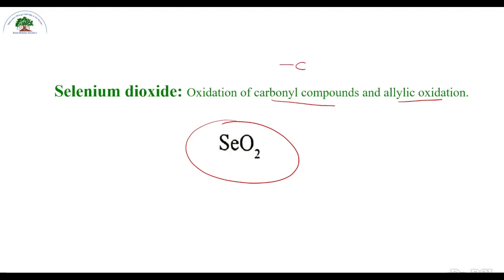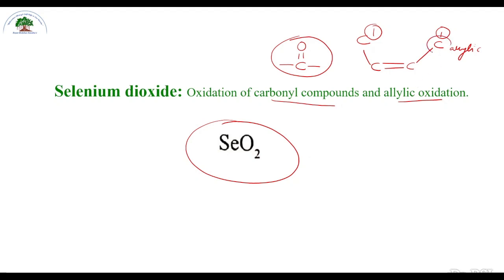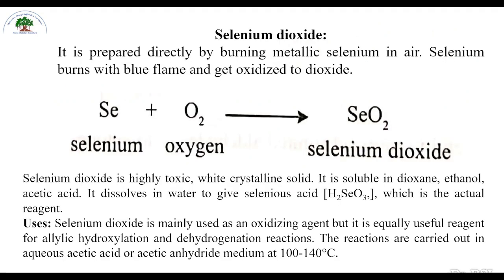So what is meant by carbonyl compounds? Compounds containing the C double bond O group. These are carbonyl compounds. And the allylic position is if there is a carbon-carbon double bond, the first carbon from either side of this double bond is known as the allylic carbon. And oxidation of this position will be known as allylic oxidation.